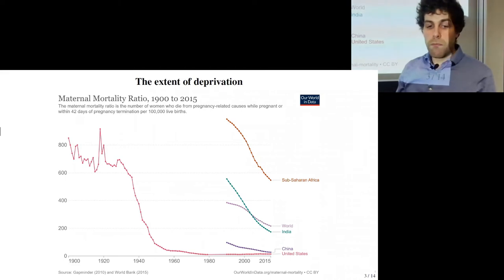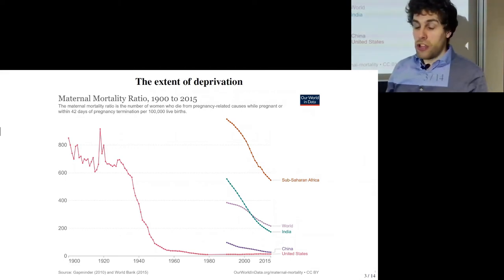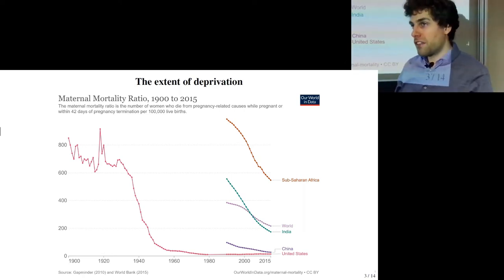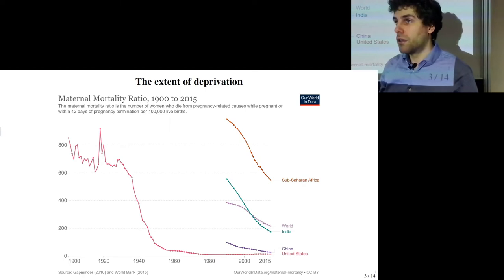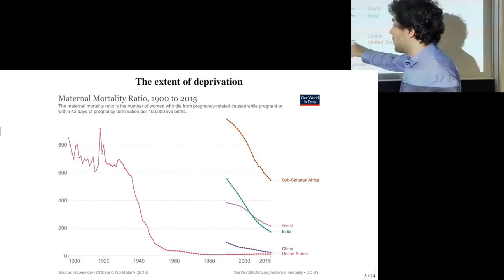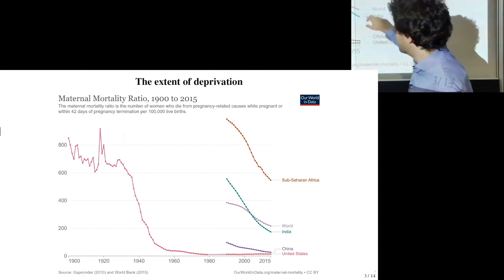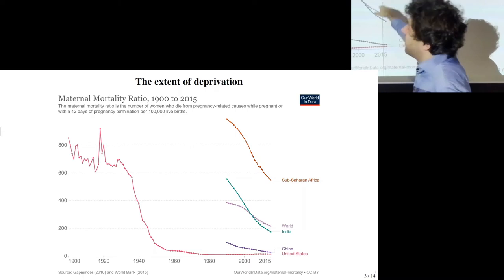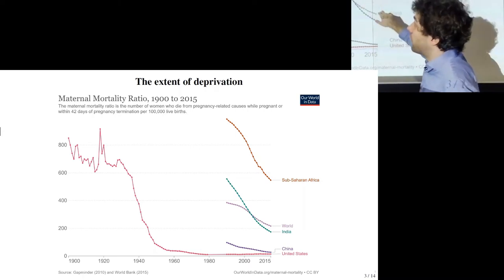This is the maternal mortality ratio, so the share of pregnancies that end in the death of the pregnant woman. It's almost zero in Western countries, so China. The world average is 200 deaths per 100,000 births.